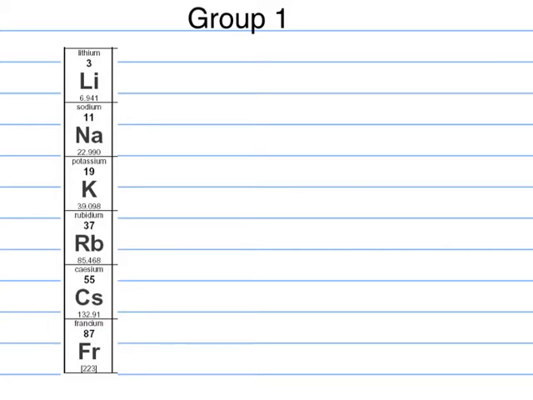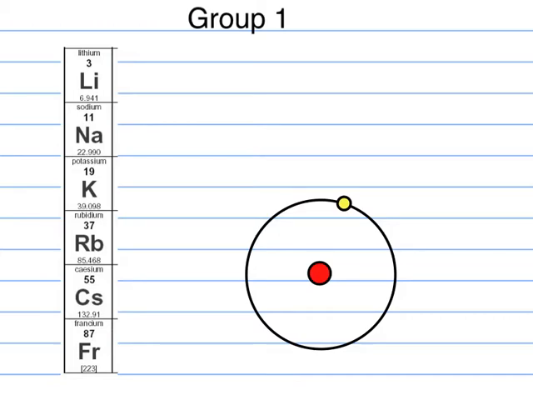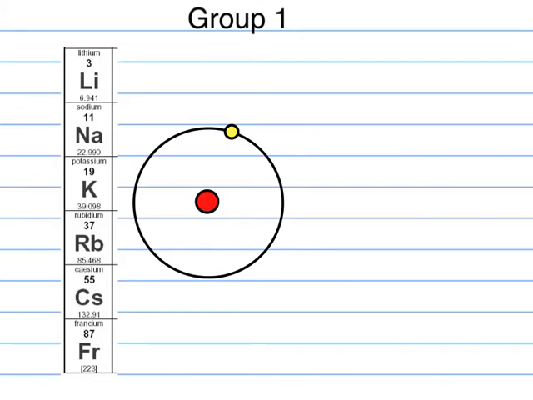Now the unique thing about each of these is it has the same number of electrons in its outer shell. So because it's in group 1, that number of electrons is going to be 1. So we can put in our outer shell electron, and we can show it there. So it doesn't matter whether it's cesium, lithium, francium, all of them have that 1 electron in its outer shell.